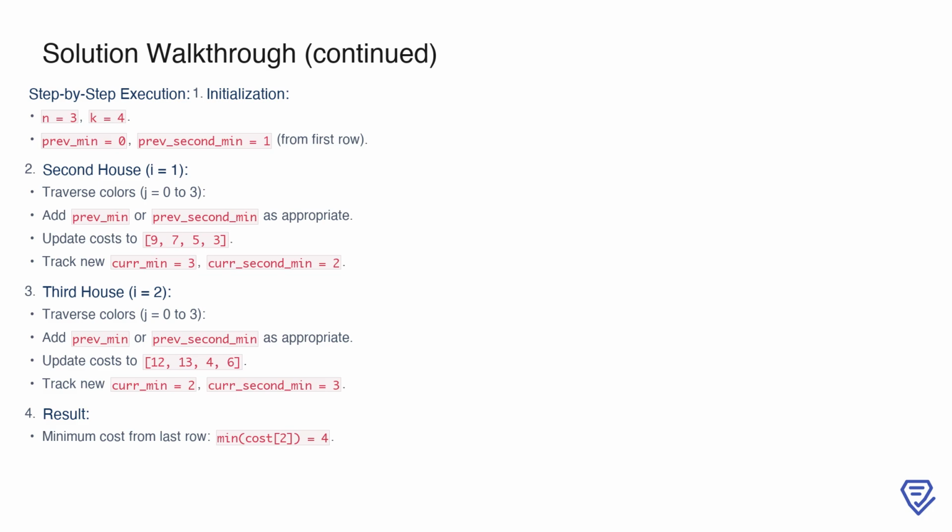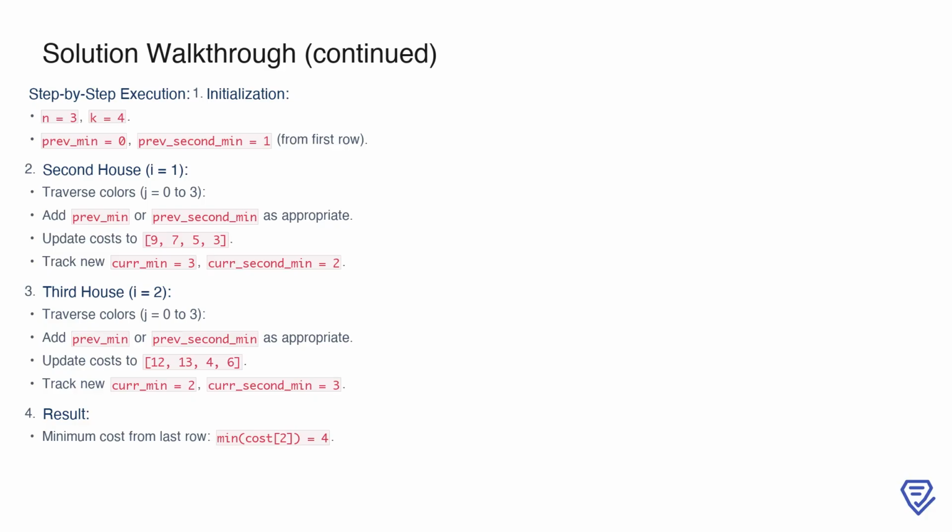From the first row, we identify the minimum and second minimum costs, which are associated with color indices 0 and 1. For the second house, we calculate the new costs by adding either the minimum or second minimum cost from the previous house, depending on whether the color matches the previous minimum.